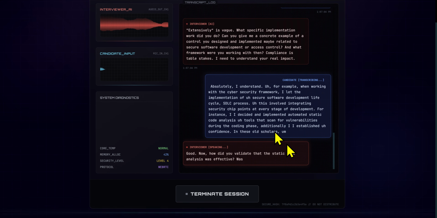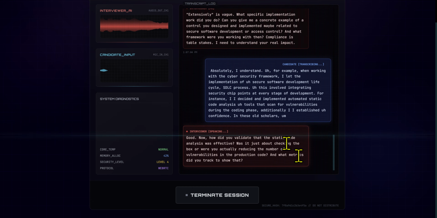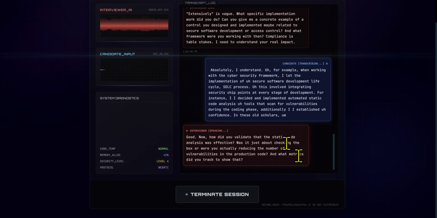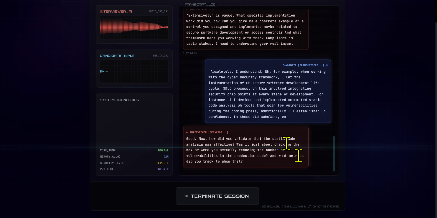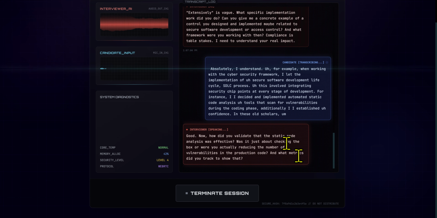Good. Now, how did you validate that the static code analysis was effective? Was it just about checking the box, or were you actually reducing the number of vulnerabilities in the production code? And what metrics did you track to show that?